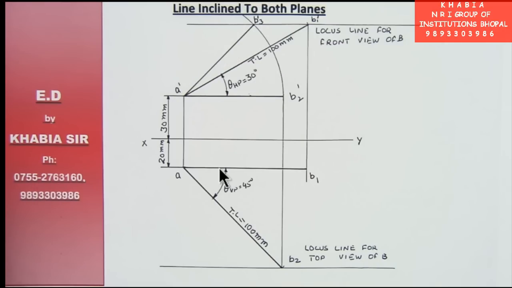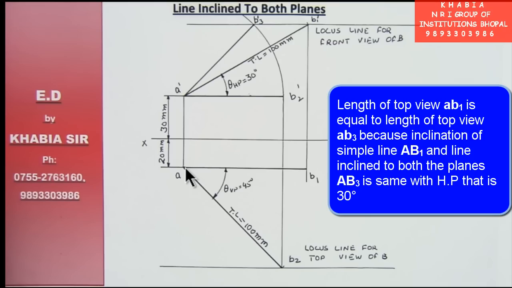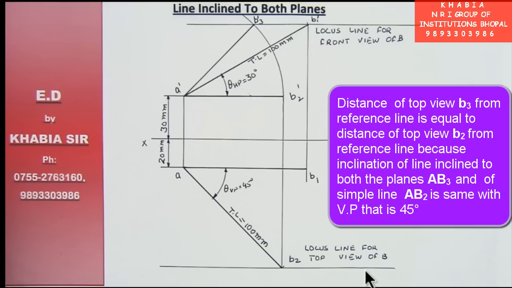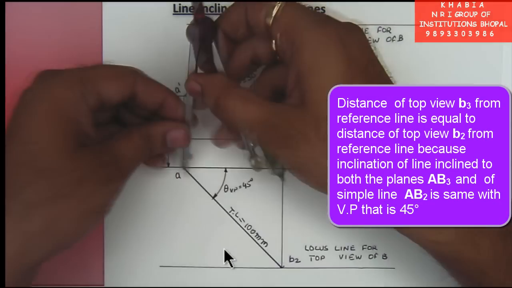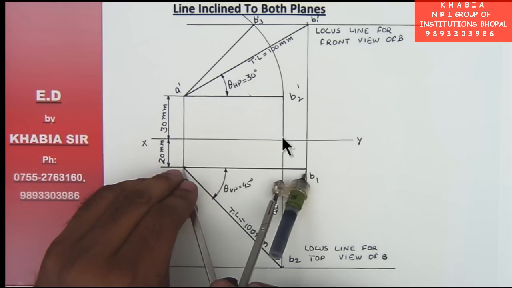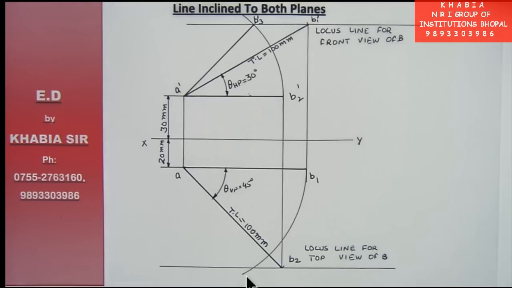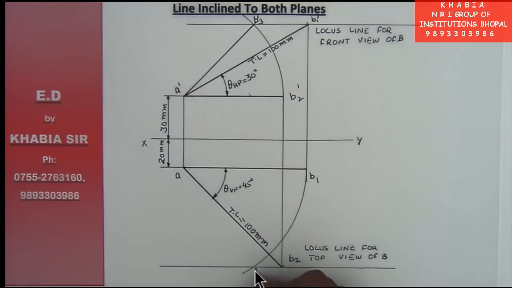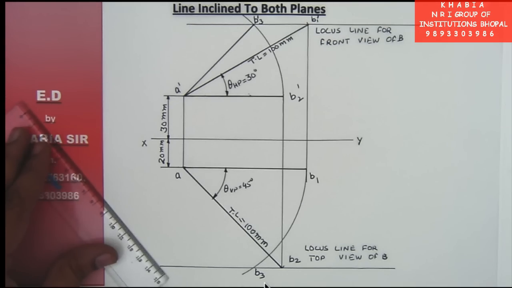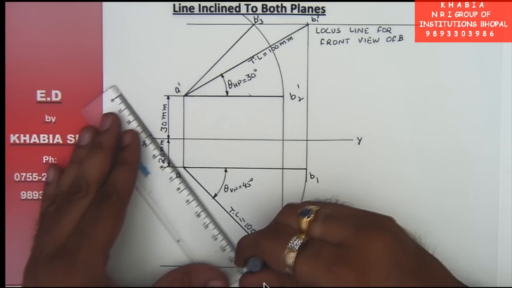To obtain top view of line inclined to both the planes, the concept is length of top view of line inclined to both the planes will be equal to AB1 and top view of point B3 will lie on the locus line. To obtain top view of line inclined to both the planes on paper, keep compass pin on top view A, adjust compass equal to AB1 and mark an arc on the locus line at B3. AB3 is the top view of the line inclined to both the planes.